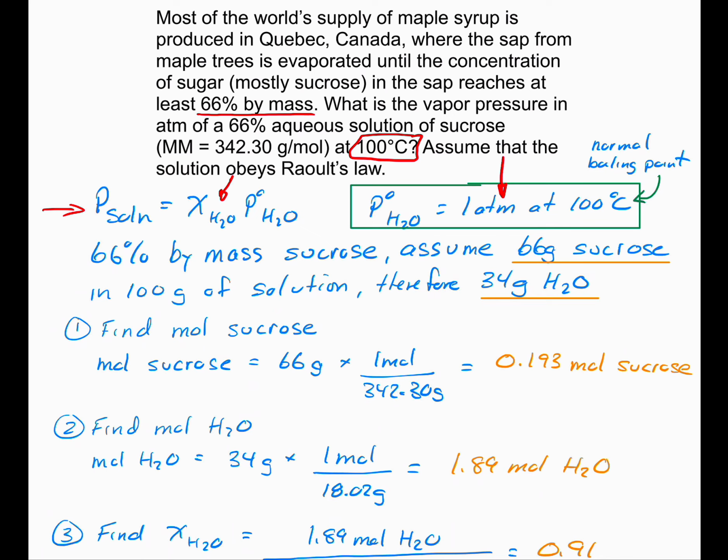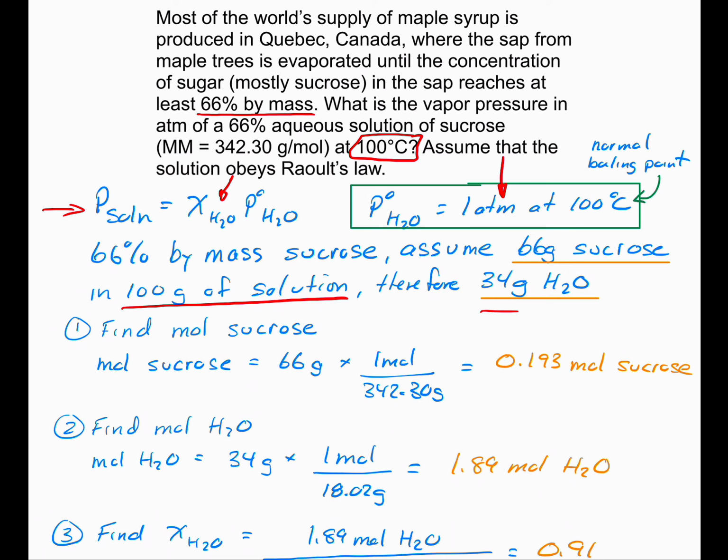So since it's 66% by mass given in the question, we can just assume that we've got 66 grams of sucrose and 100 grams of total solution. That just makes our life a little bit easier. So if we have 100 grams of solution, and 66 grams of it are sucrose, then we must have 34 grams of water. Once we've figured this out, we can go through the steps.